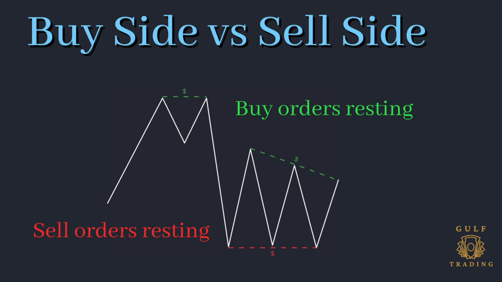So you can see here the difference between buy side and sell side liquidity, with equal highs and trendline liquidity, as well as equal lows. So there's buy orders resting above the buy side liquidity and sell orders resting below the sell side liquidity.